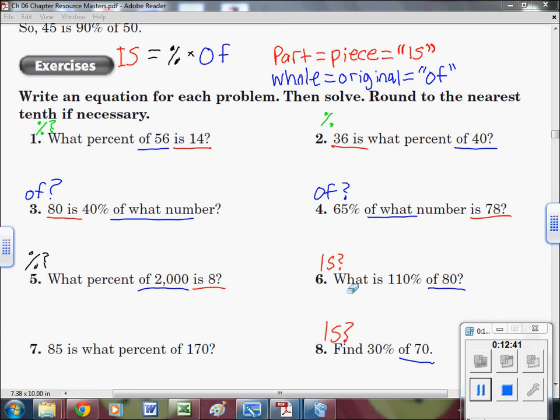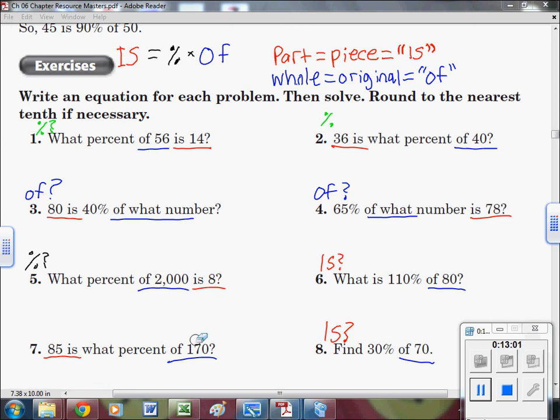On number 7, it says 85 is what percent of 170? So they gave us the is, they gave us the of. So we know the is is the part, and the of is the whole. So if we do 85 divided by 170, that'll give you a decimal, and that decimal can be converted to your answer for number 7.